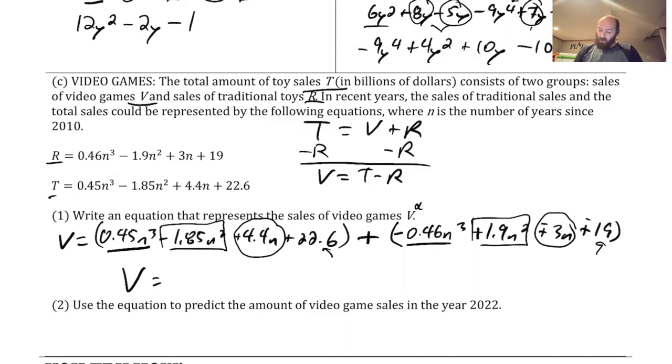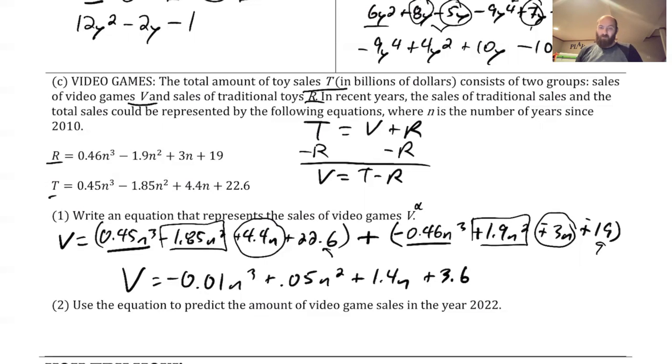So we'll put together the n cubes. I got 0.45 minus 0.46, so it's going to be a negative 0.01 n cubed. And then I have a negative 1.85 and a positive 1.9, so that's going to be a positive 0.05 n squared. Positive 4.4 minus the 3 is going to give me a positive 1.4 n. And then 22.6 minus 19, that'll give me a positive 3.6.